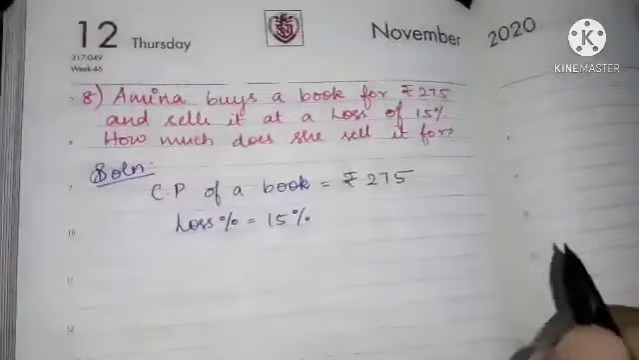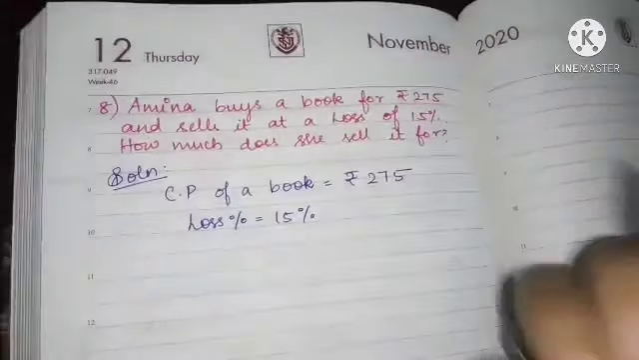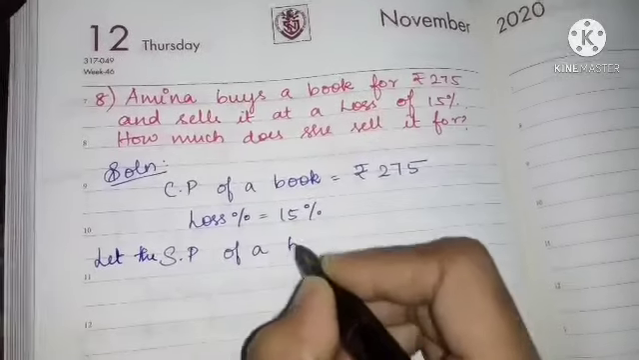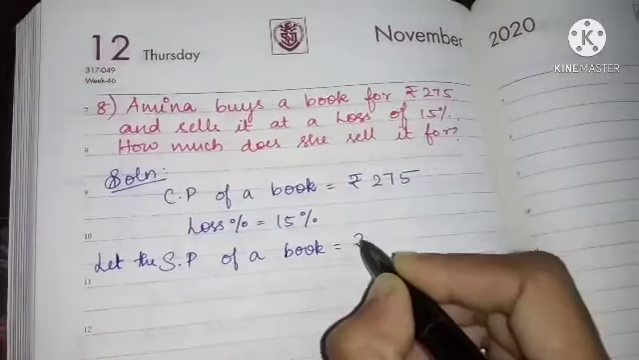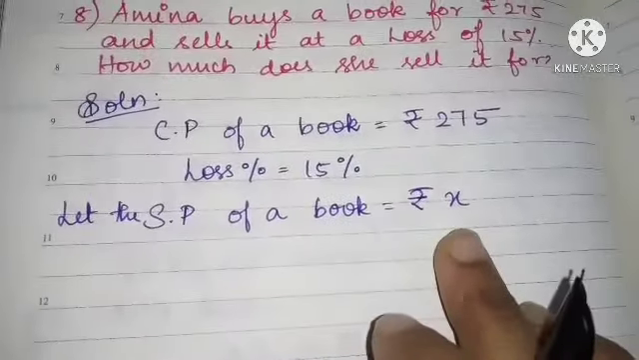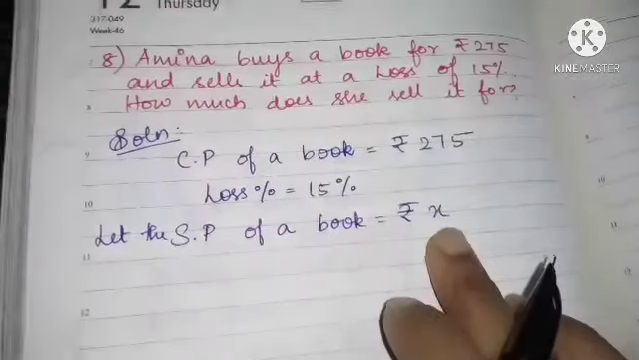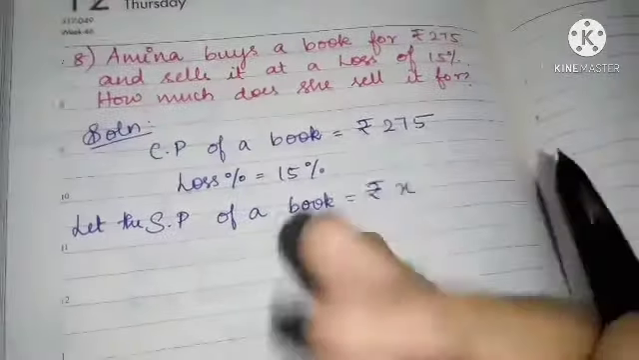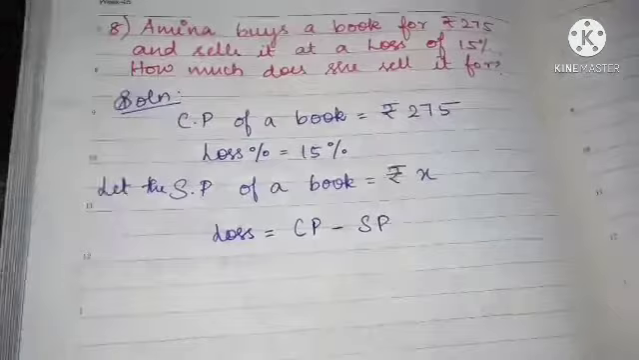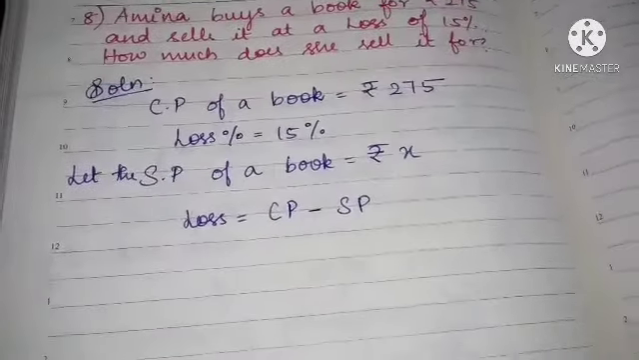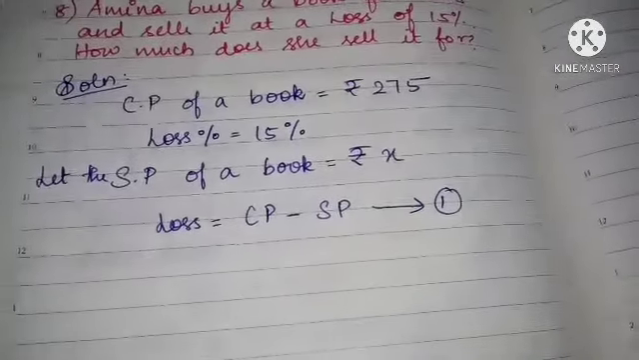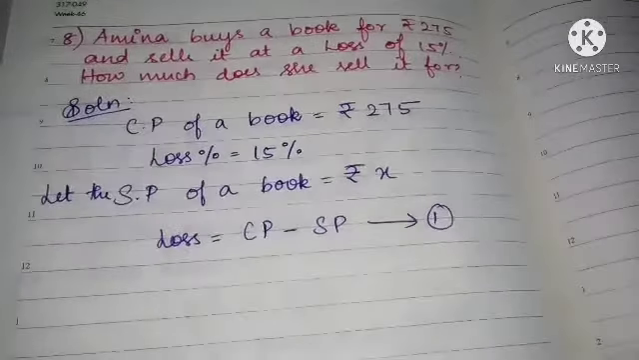We should find the selling price. Let the selling price of the book be rupees X, because I am going to find the selling price, so I don't know that value. I am taking it as X. So what is the relation between loss, cost price, and selling price? Loss is equal to cost price minus selling price. I am taking that as equation number 1.